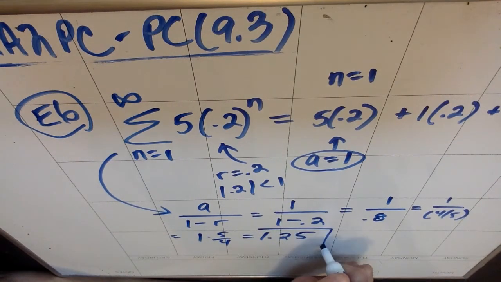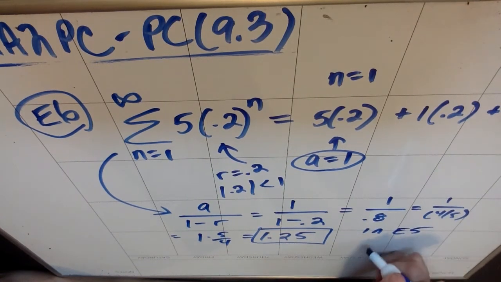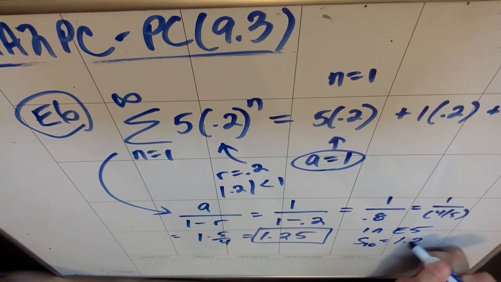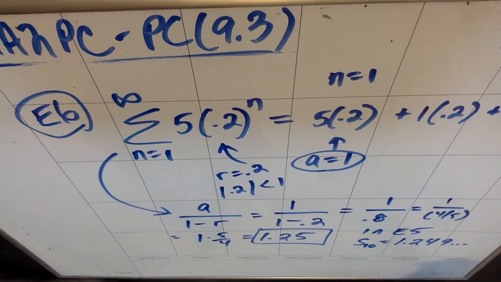And you may recall when we did example 5, we did the nth partial sum, we did up to 10, and we got 1.249 and so on, right? So if we only added the first 10 terms, we get something just a little smaller than this. And if we keep adding until we get to infinity, we end up getting 1.25.